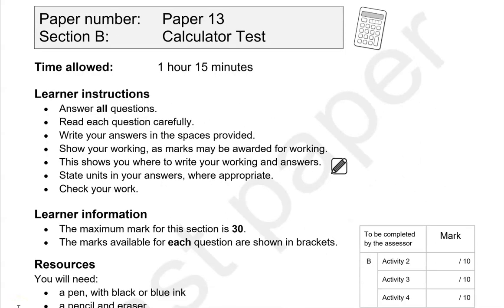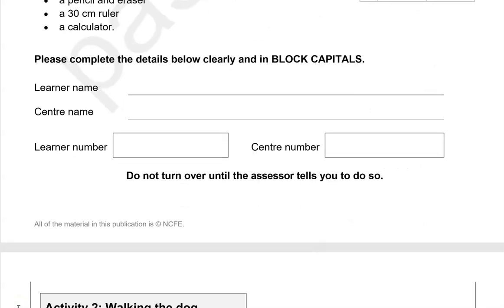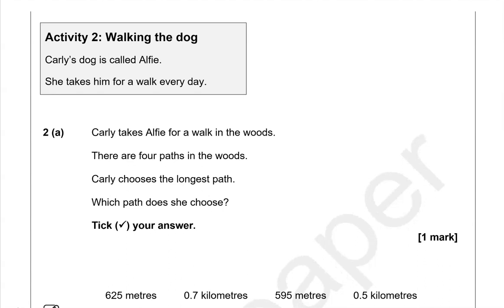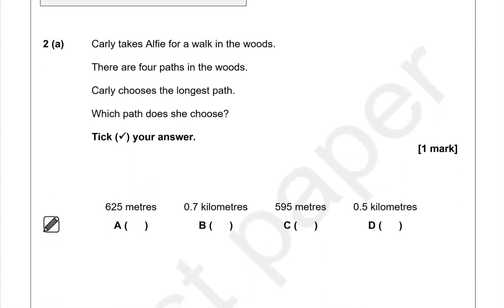Activity 2, walking the dog. Kylie's dog is called Alfie. She takes him for a walk every day. Kylie takes Alfie for a walk in the woods. There are 4 paths in the woods. Kylie chooses the longest path. Which path does she choose?